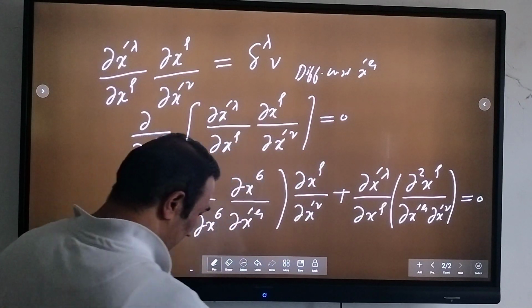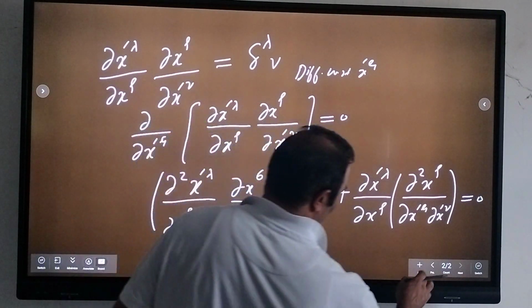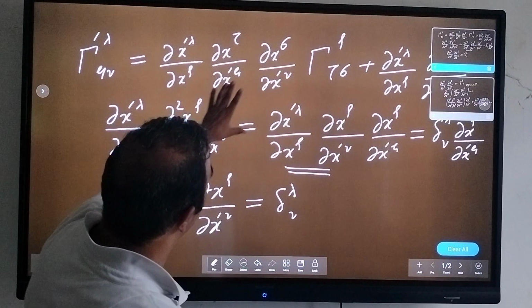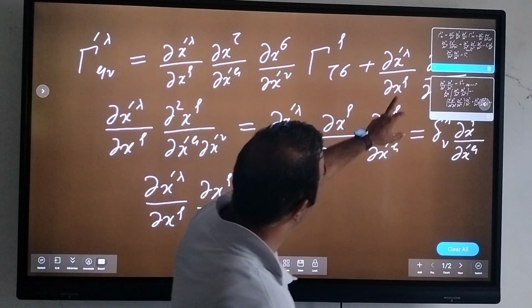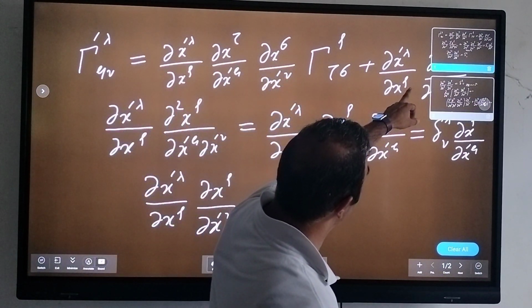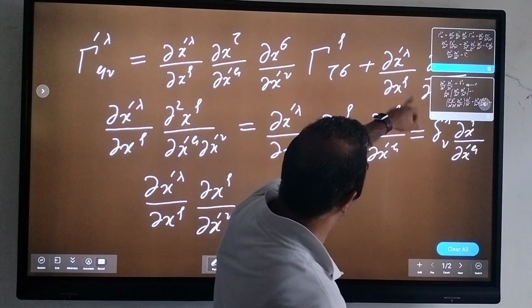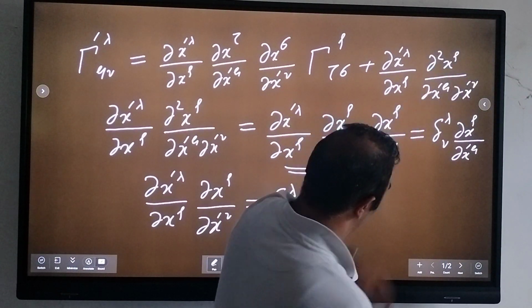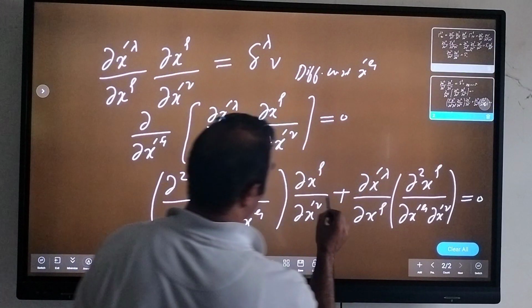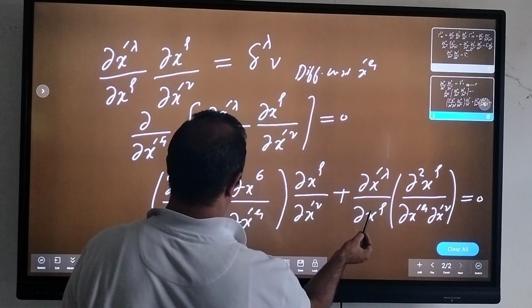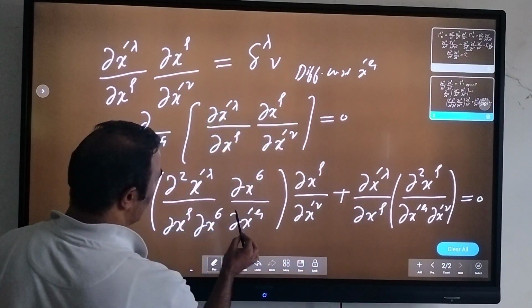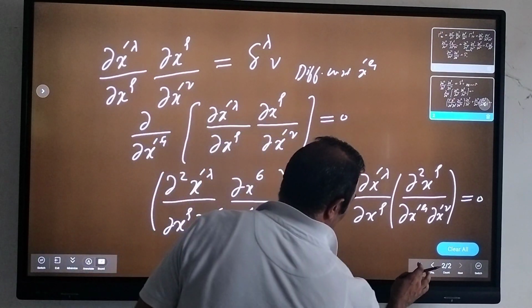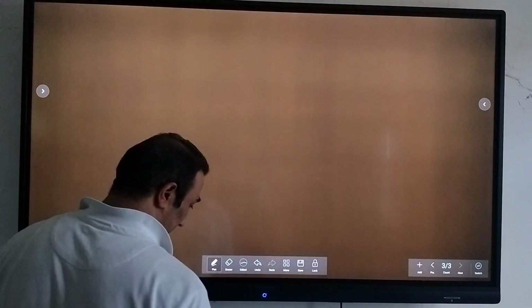So you can rewrite this term. If you have a look at this equation, this term is equal to, that's partial x prime lambda. This term is the same as what I obtained here. So this is this thing, right? After this I will write a minus sign, this term, right? So that means I can rewrite the term.